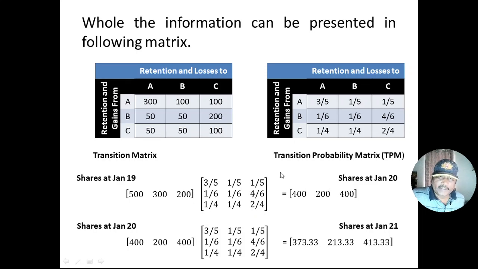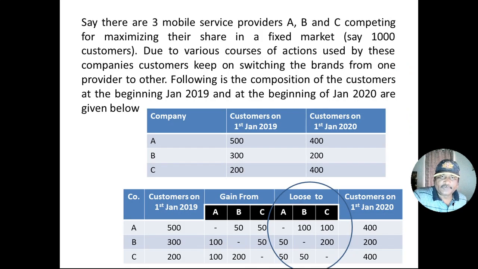Likewise, 500 into 1 by 5 plus 300 into 4 by 6 plus 200 into 2 by 4, the total comes out to be 400. So this is the market share which was given to us directly in the problem. If you look back, this was the market composition at 1st January 2020. Now, what is not given is the market composition, customers, as on 1st January 2021.